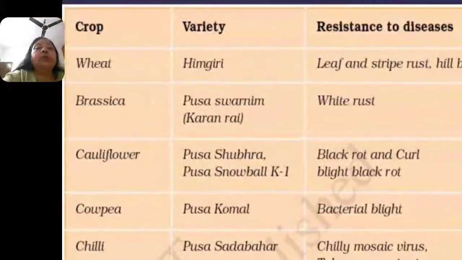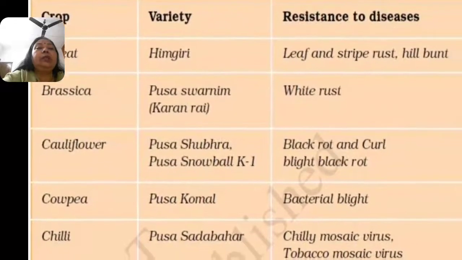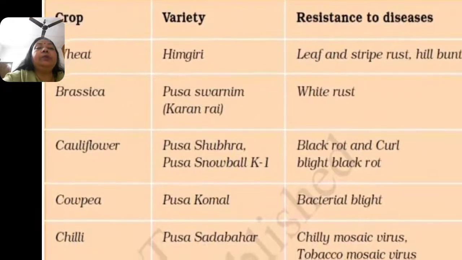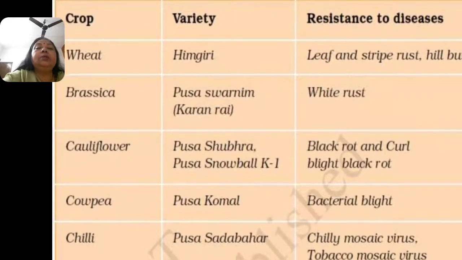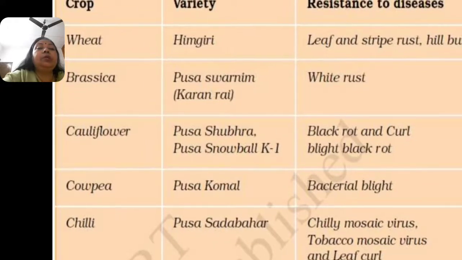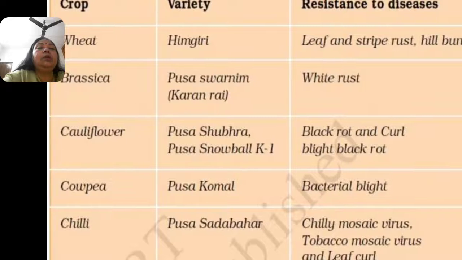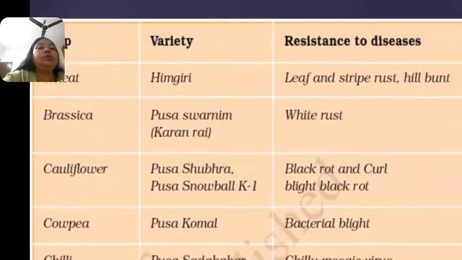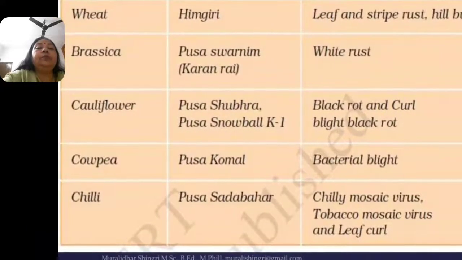These are the crops. Wheat: Himgiri is the variety. It is resistant to leaf and stripe rust disease, sometimes hill bunt also. Brassica, which means mustard: Pusa Swarnim, it is resistant to white rust disease. Cauliflower: Pusa Shubhra and Pusa Snowball. It is resistant to black rot and curl blight black rot disease.